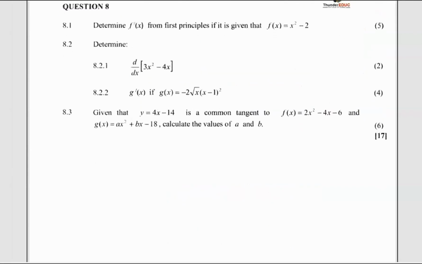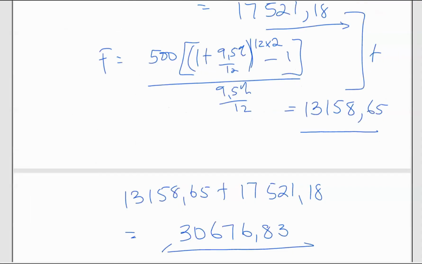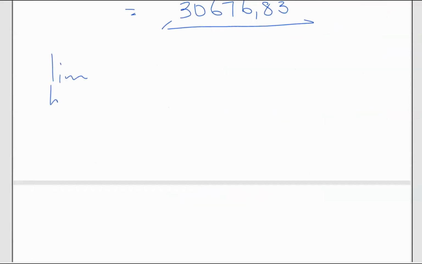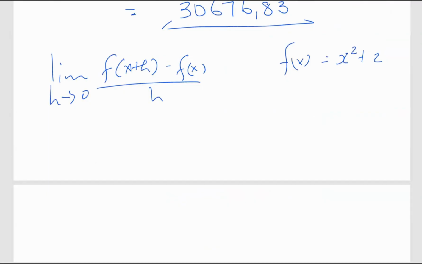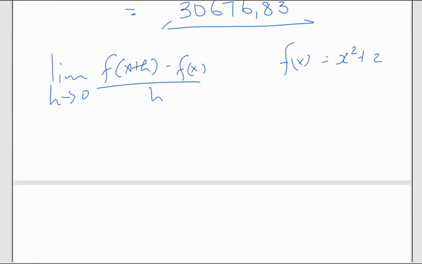Then 8.1, they want us to derive this from first principles. So we know that the formula for first principles tells us that the limit as h tends to 0 of f of x plus h minus f of x, over h. But we're told that f of x is just x squared plus 2. That's correct, no? No, minus 2. This is a minus 2.